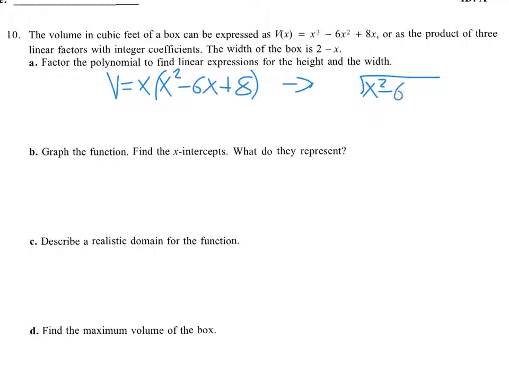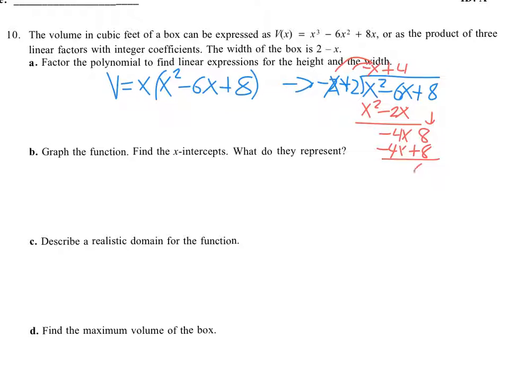x squared minus 6x plus 8, and that's really negative x plus 2. To get to x squared, that'd be times negative x. When I multiply down, we get x squared and minus 2x. When we subtract, we get negative 4x. I bring down the 8, and then we have plus 4. And we get negative 4x plus 8 with no remainder.